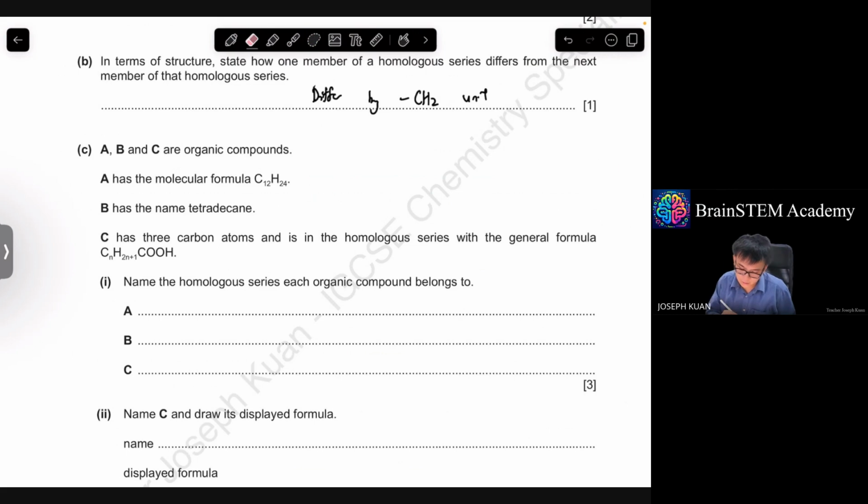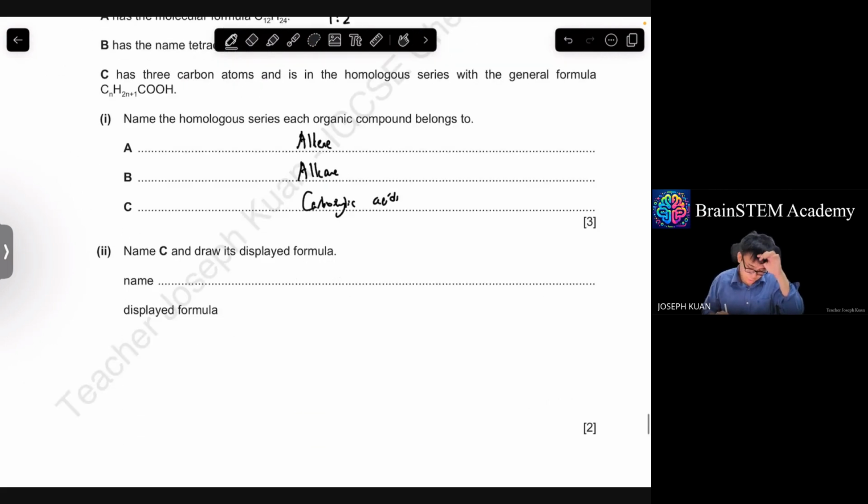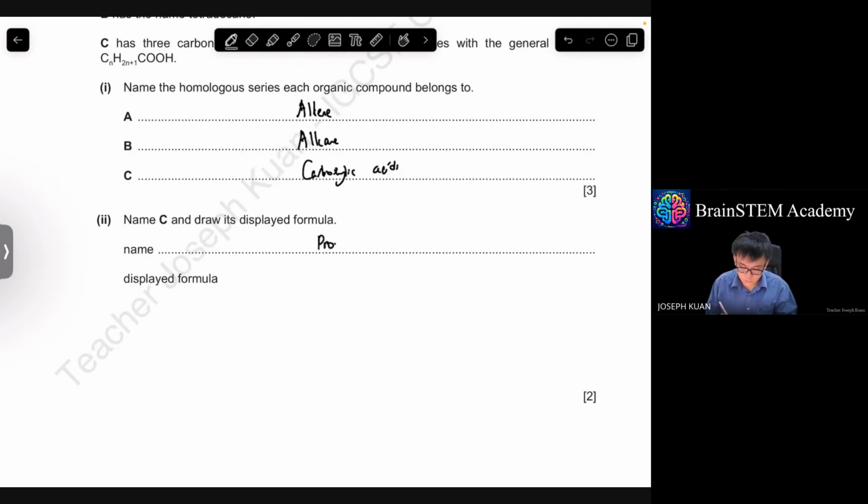For the first one, as you can see, it has a 1 to 2 ratio for C to H. So that is actually an alkene. The next one, as you can see, it ends with A. It will be an alkane. And the last one, this homologous series general formula is for carboxylic acids. Next, name C and draw its displayed formula. So 3 carbon, propanoic. 3 carbon will be propane, so propanoic acid. Displayed formula, 3 carbons. Draw the functional group, which is COOH. Make sure each carbon atom has 4 lines by putting them with hydrogen.